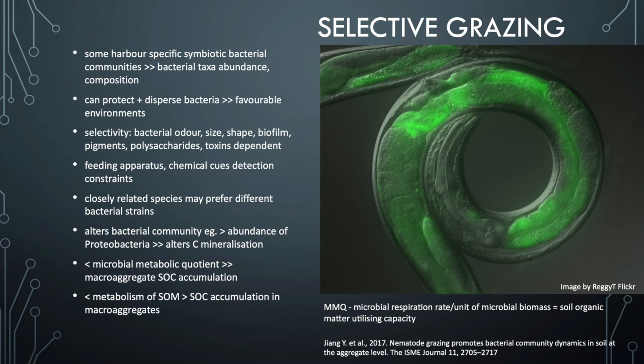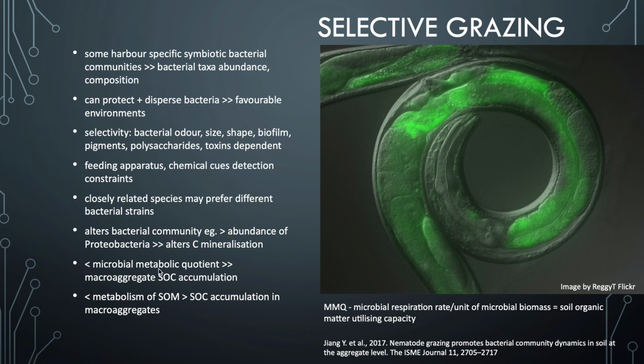Selective grazing alters the bacterial community. For example, an increased abundance of proteobacteria, through the process of enhancing these bacteria to grow, alters carbon mineralization. So this is just a specific example of how these interactions have a huge effect on the soil ecosystem.